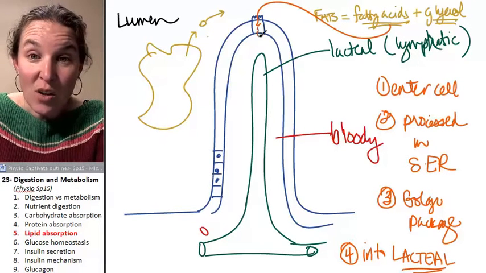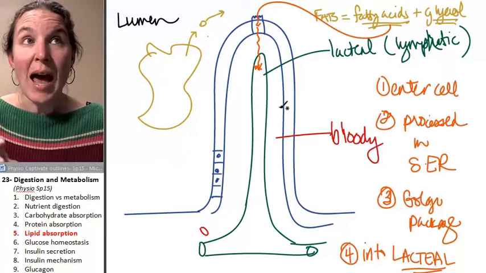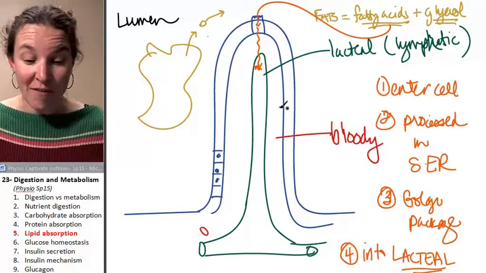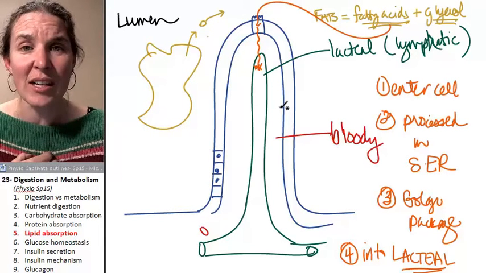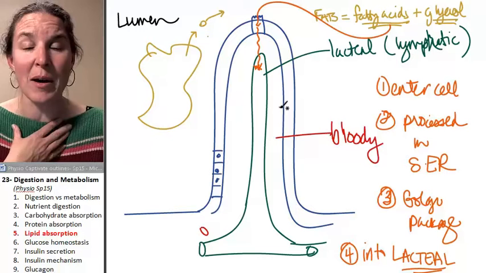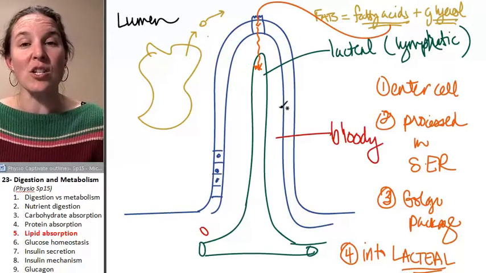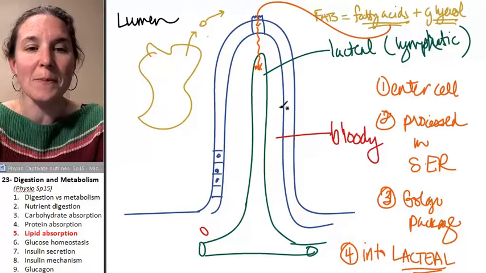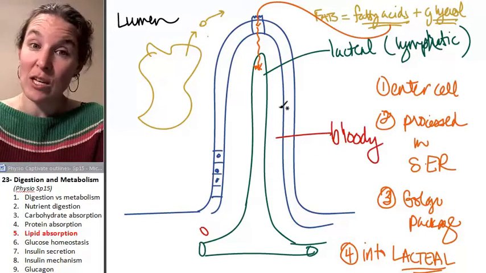So the fats ultimately are going to enter the lacteal. They're not entering the bloodstream directly. However, we know that all our lymphatic fluid gets dumped into your cardiovascular system up by your sternum anyway. So the fats are going to get into your blood. They just go through the lacteal first. All right, so you now have lipids and everything in your system.